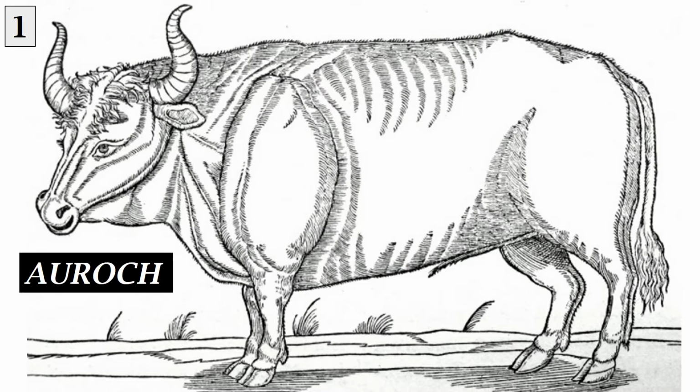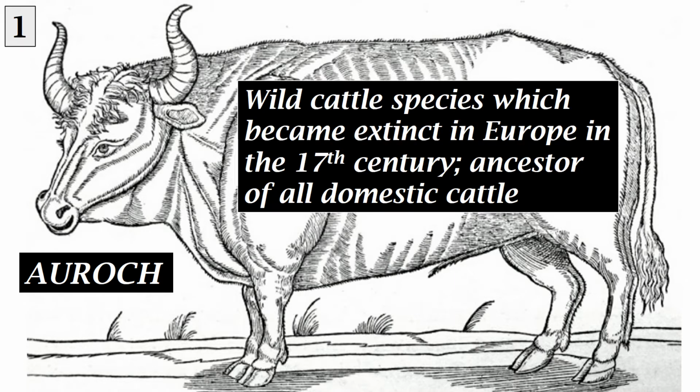This is called an auroch, and this is extinct. This is a wild cattle species which became extinct in Europe in the 17th century. If you went back a few thousand years, this is what you would see. You wouldn't have the kind of cows that we see just now. You would have aurochs, and they are the ancestor of all domestic cattle. They were domesticated a few centuries ago. Might get easier from now on.